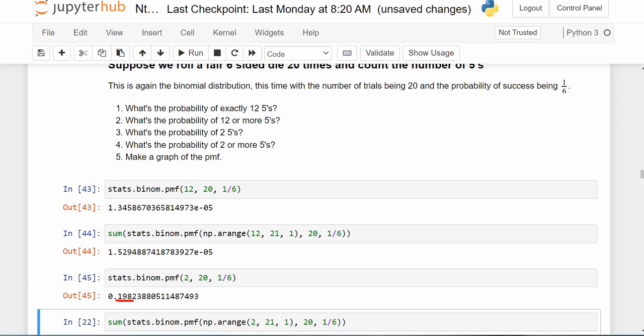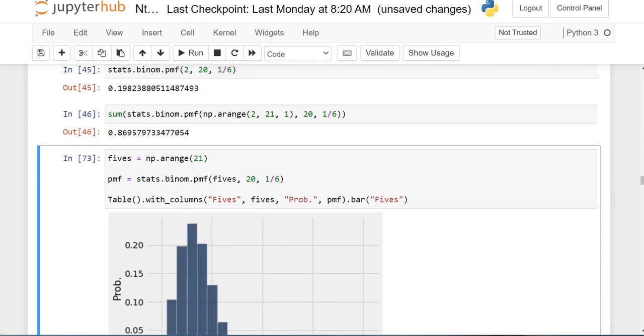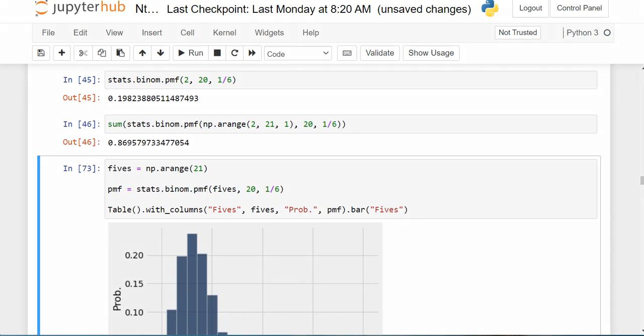And what's the next question? 2 or more fives. Okay, so this is the number of successes is 2 or 3 or 4 or 5 or 6, 7, 8, 9, 10, all the way up to 20. So we have a lot of possibilities, and that's where we're going to use the arange from 2 to 21. Why? Remember, it always stops one item before the stopping criteria we put. So the starting criteria is where it starts, and it ends one before the stopping criteria. Okay, and we're still doing 20 trials, and the probability is still 1/6. And what happens here? That probability is 87%.